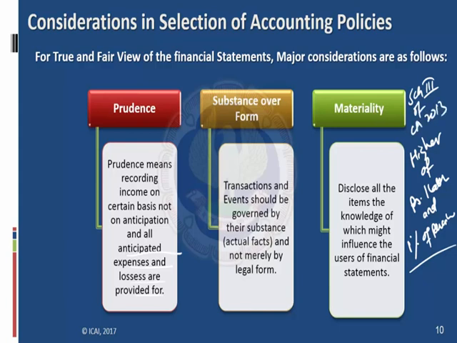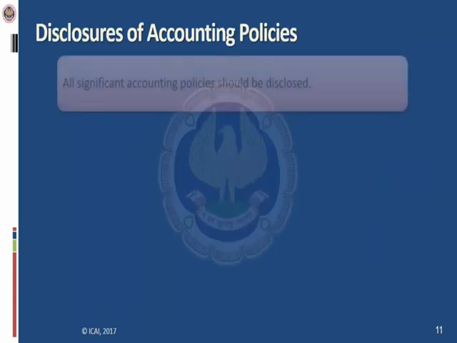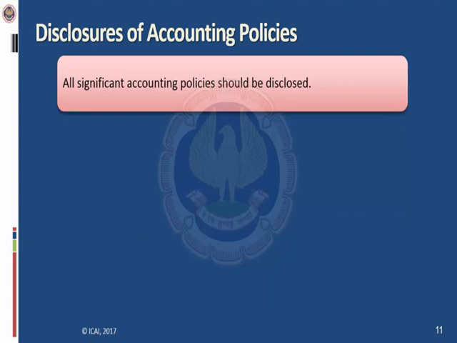So these are the three concepts: prudence, substance over form, and materiality, which need to be taken into consideration while finalization of accounting policy. So far we have learned why this standard has been issued, what was the objective of this standard. So what is meant by accounting policy?